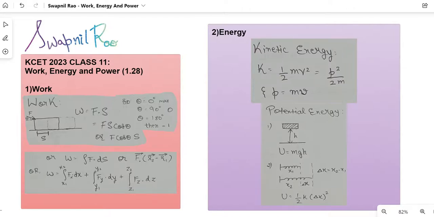Hello guys, welcome to session number 6 of our KCET 2023 revision one shot series, and today I'll be doing the topic work, energy and power, which has a weightage of 1.28, which means 1.28 questions have come every year, about 1 or 2 questions, which is a lot actually because chapters from class 11 are quite less in number that come for the CET examination.